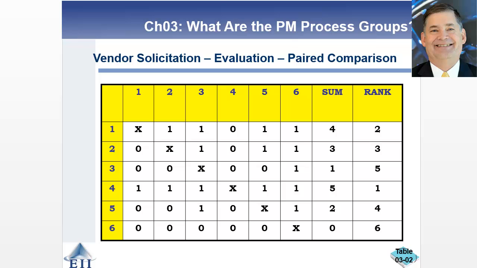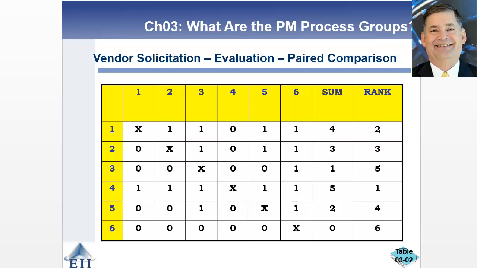If you look at, or consultant, if you look at row 4, consultant 4 beat every other consultant when they did that kind of pairwise comparison. And so when you sum across, you see that their ranking is actually the highest, and they are the number one ranked, the best one.